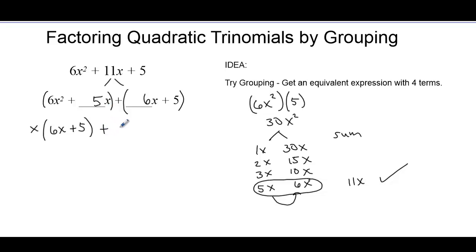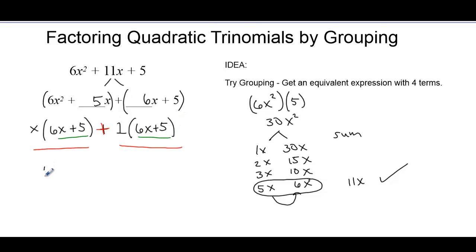Now we bring down the addition symbol and look at my second group. 6x and 5 don't have a greatest common factor other than 1. But when I'm using the grouping method, I have to pull something out, so I will pull out that GCF of 1, and that leaves me with my 6x plus 5. And now once again, let's point out that we really have two big terms here, and that those two terms have a common binomial factor.